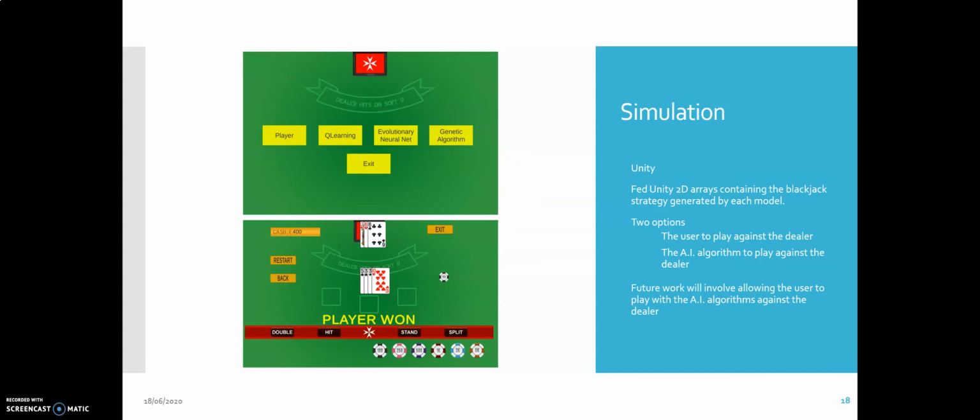We finally implemented a Unity simulation that made use of the pulling lever method, whereby we fed in Unity the blackjack strategies produced by each model, and each action which resulted from its respective strategy. This included a stand, double, hit, or split within Unity. The 2 gameplays provided till now are the user versus the dealer and the AI versus the dealer. Future implementations will include having the player play against the dealer alongside other AI agents.